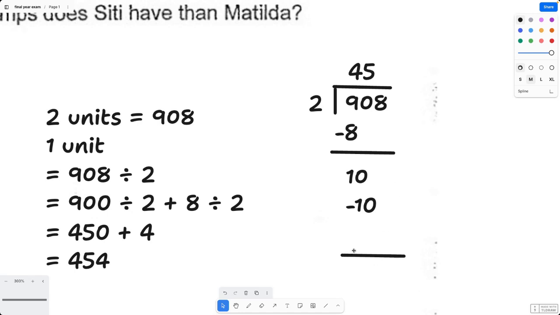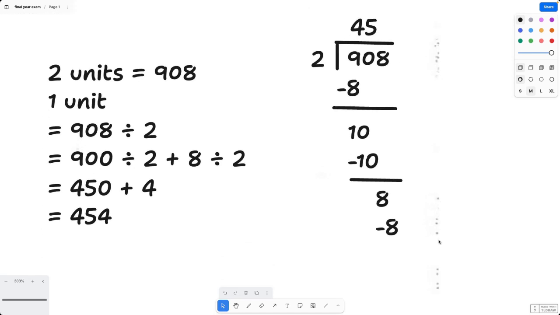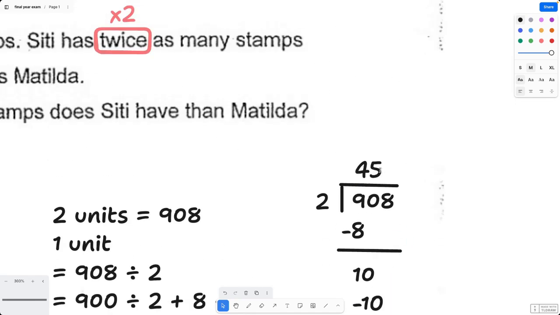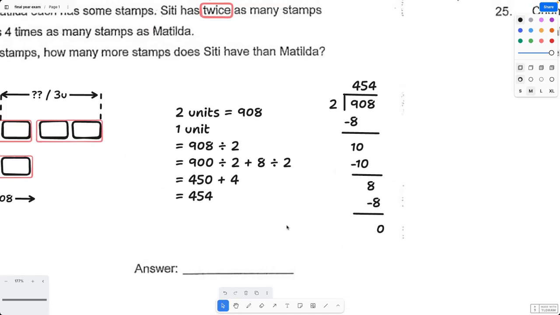And last one, we will have 8. So 8 minus 8, this will give us 0. In this sense over here, 8 is basically 4 in this case. So 454. So that means I'm correct over here.